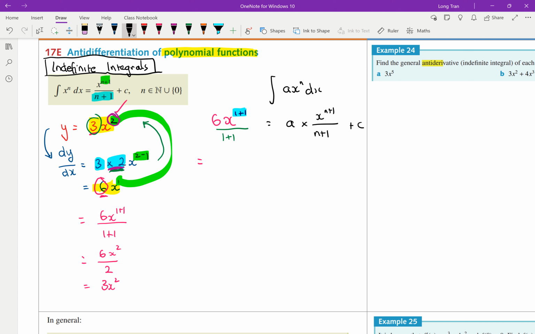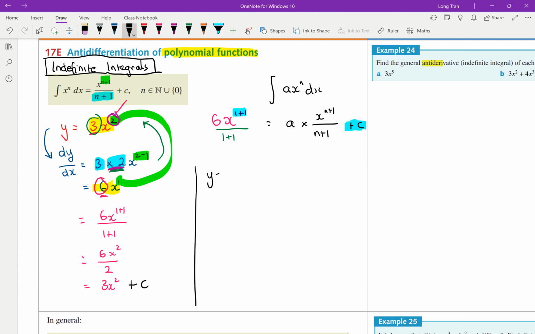Notice my answer in the rule, it has this plus C. In the exam, if you don't put a plus C and they ask you for the antiderivative, then you would get it wrong. So this is an indefinite integral. That's your answer there. It has to have that plus C. Why does it have the plus C, you might ask? This is why.